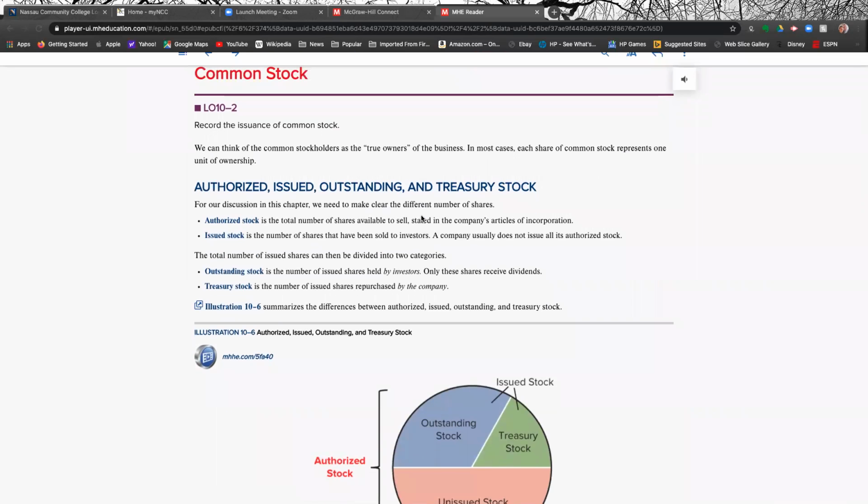Let's talk about this. This is very important. Authorized, issued, outstanding, and treasury stock. So when you decide to start a corporation, you have to apply. You just can't start a corporation. You have to apply for permission to do business as a corporation in the state where you intend to do business. So for us, it would be New York.